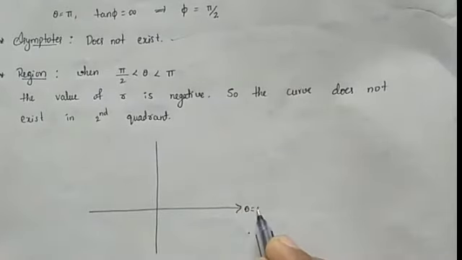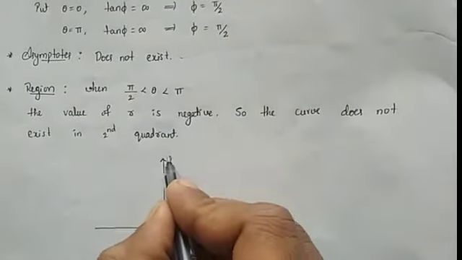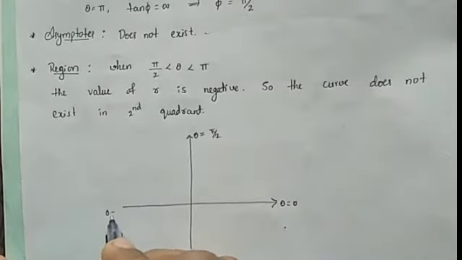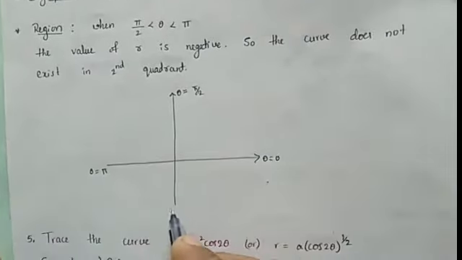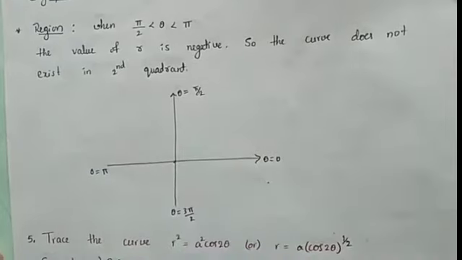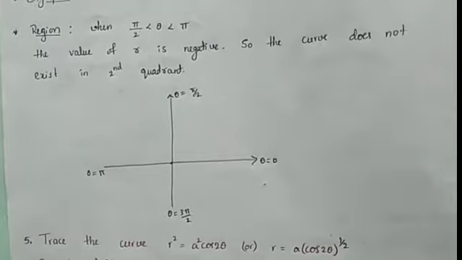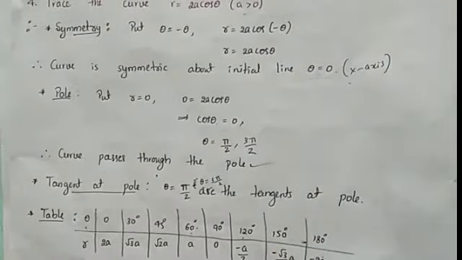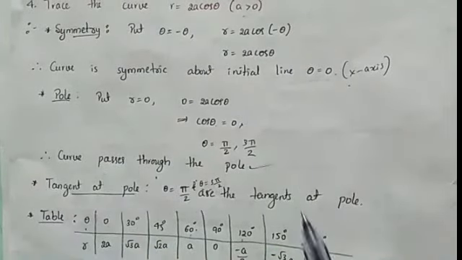This one is the theta is equal to 0 line. This line is the theta is equal to pi by 2 line. This line is theta is equal to pi. This line is the theta is equal to 3 pi by 2 line. Okay, the first point is the symmetry. The curve is symmetric about the x-axis. The next, the pole, the curve passes through the pole.